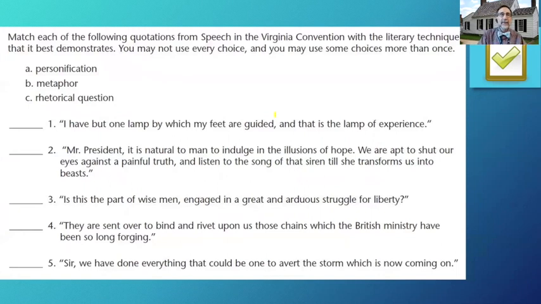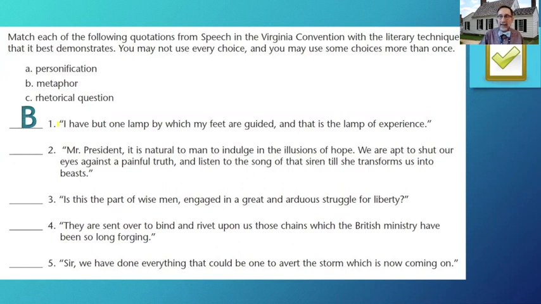All right, now here's something else. We're going to look for which ones are personification, metaphor, or rhetorical question. Number one, I have but one lamp by which my feet are guided, and that is the lamp of experience. What would that be? Personification, metaphor, or rhetorical question?